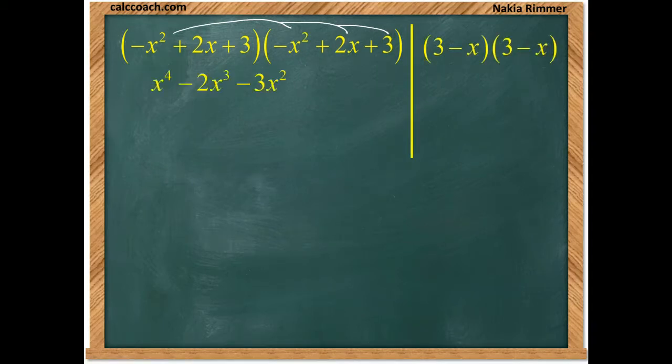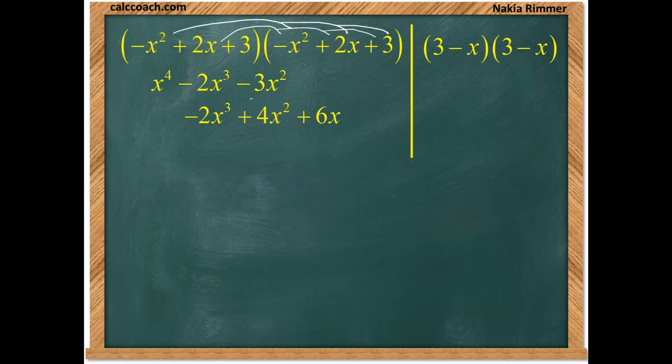Multiplying negative x squared times the 3 terms that we have in the right set of parentheses, we get a negative times a negative is a positive, so x to the 4th. Then we get a negative 2x cubed, because x squared and x. And then we get a negative 3x squared. Next, we move to the 2x, and we multiply it by all 3 of these. 2x times a negative x squared is a negative 2x cubed. 2x times a 2x is a 4x squared. 2x times a 3 is a 6x.